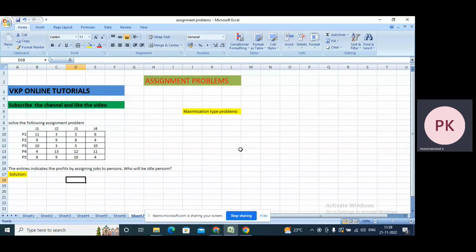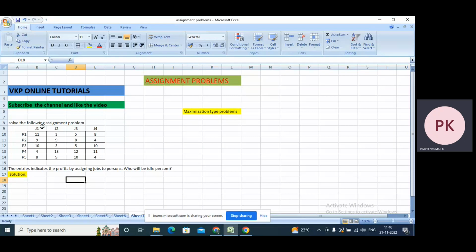Today we'll discuss assignment problems on maximization type. So how to solve the problems in maximization type. In the previous session, I already explained what is maximization type and how to convert this profit matrix into a cost matrix. Just look at this problem.